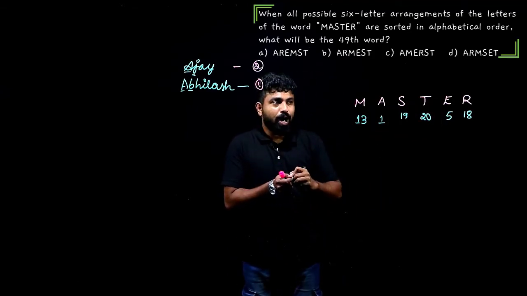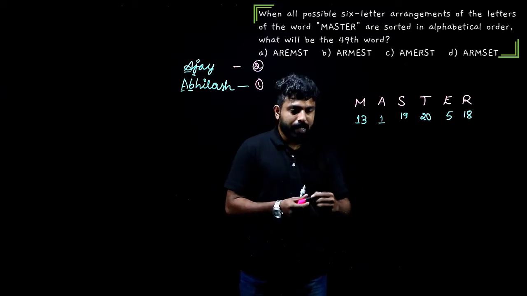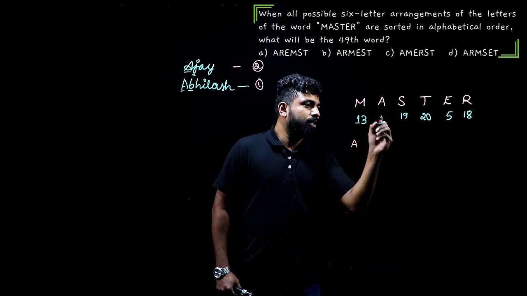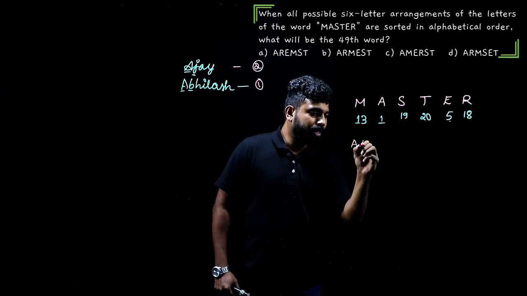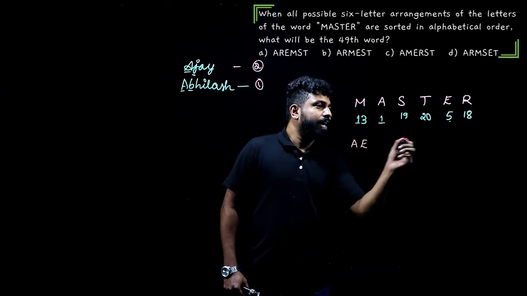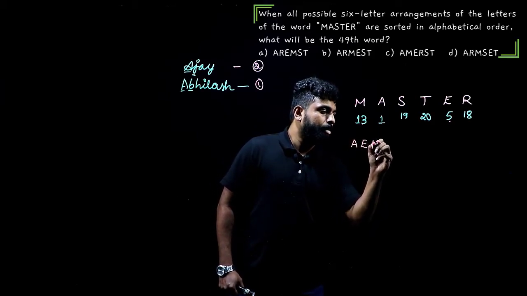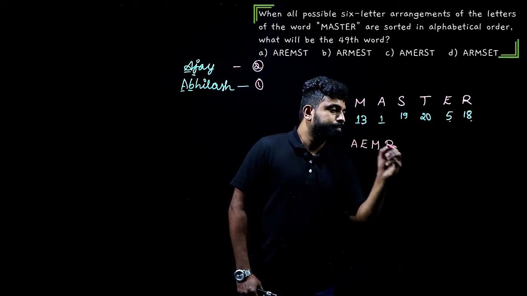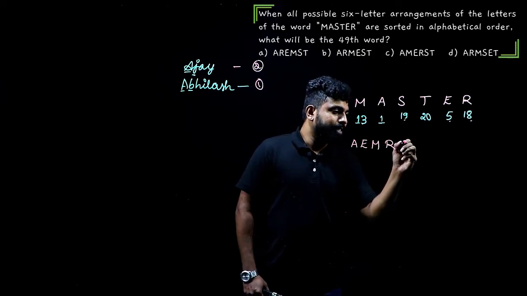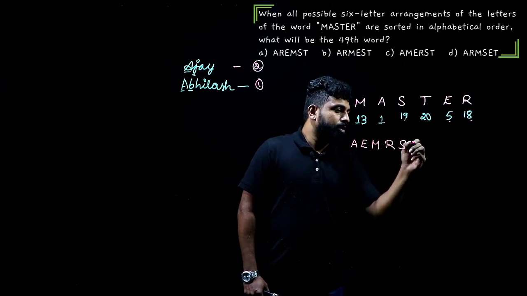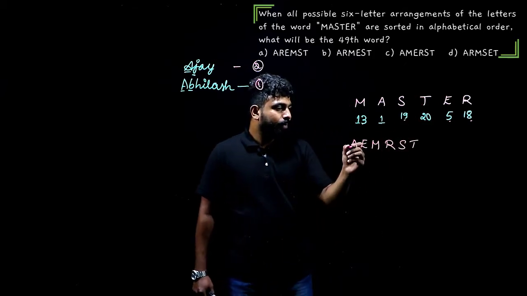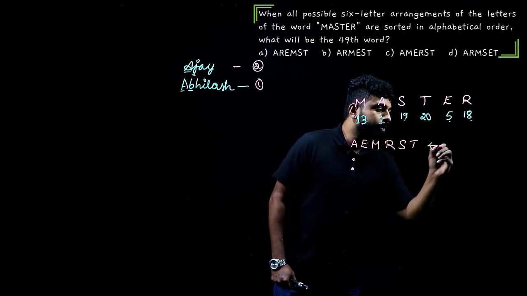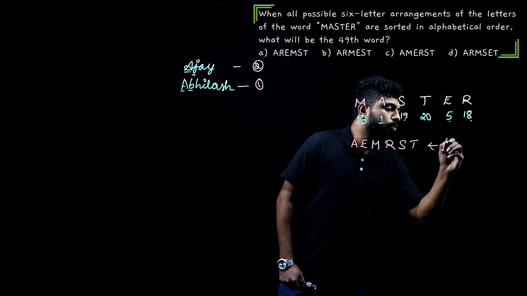So now, if you arrange this in alphabetical order, we'll be getting something like this. We'll get A, which is first, then comes 5th, so that is E. After 5 it is 13, which is M, and then after M it is 18, which is R, and then it is 19, which is S, and then T, which is 20th one. So all my 6 letters are arranged in alphabetical order. So this will be my first word.